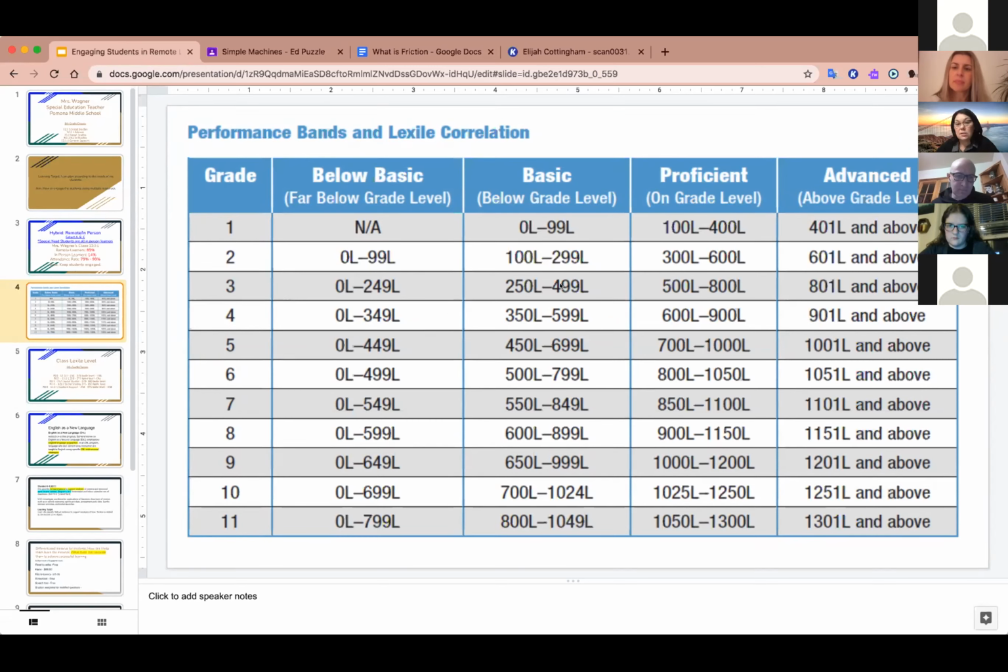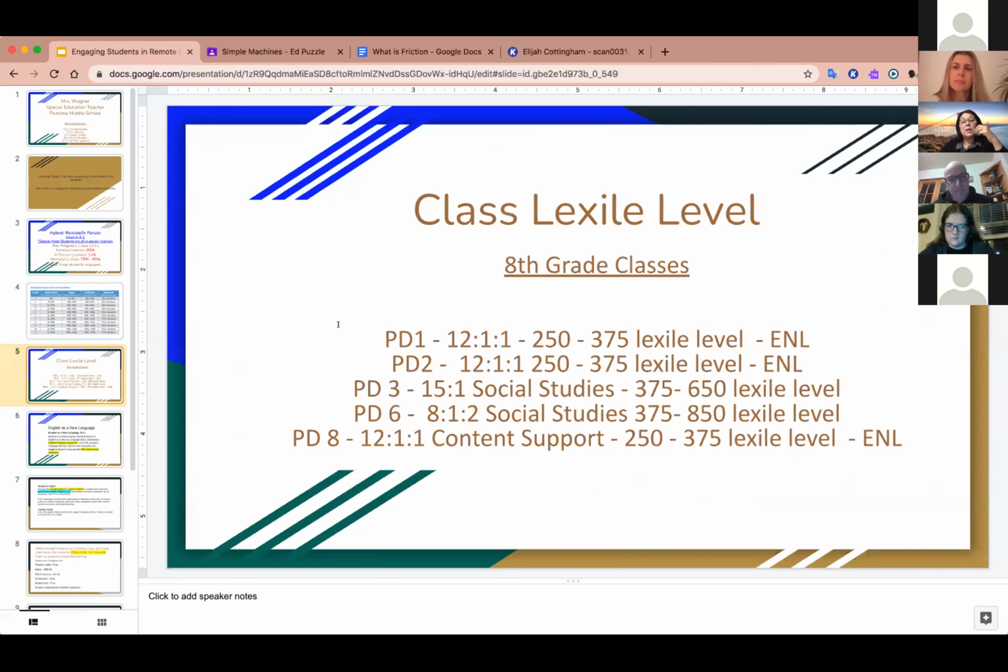So I was challenged. I had to figure out how I am going to give them the textbook, the information, and tests in order for them to read it, understand it, and grasp the concepts. Period 1, their reading Lexile level is 250 to 375. Period 2 is a little bit higher, 375 to 650. And period 6, 375 to 850. Their reading skills are usually much better.